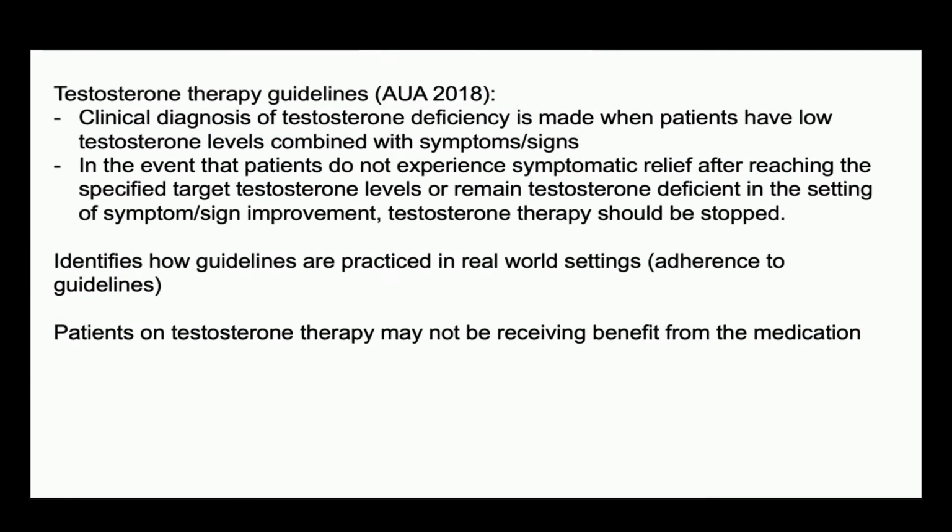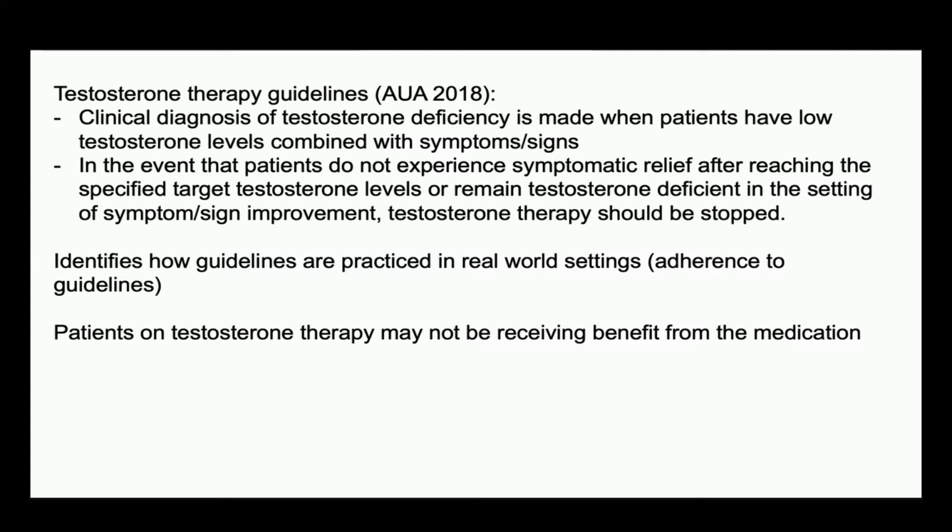So when I look at this study from a health services lens, first, again, to provide some background on what the guidelines are, I had to look this up as well. Clinical diagnosis of testosterone deficiency is made when patients have testosterone levels that are lower than what is considered normal, combined with signs and symptoms. And in the event that patients have improvement in symptoms but remain testosterone deficient, or they don't have symptomatic relief despite reaching target testosterone levels after treatment, then the therapy should be stopped. So that's what the guidelines say.